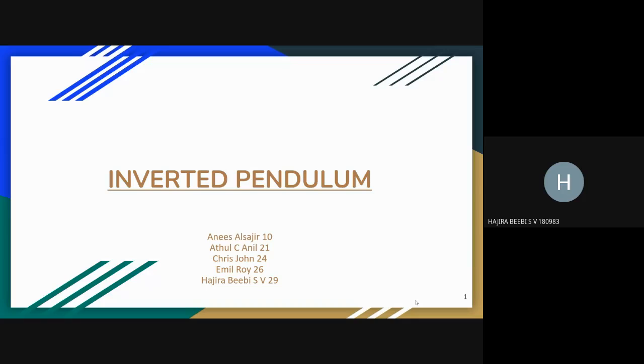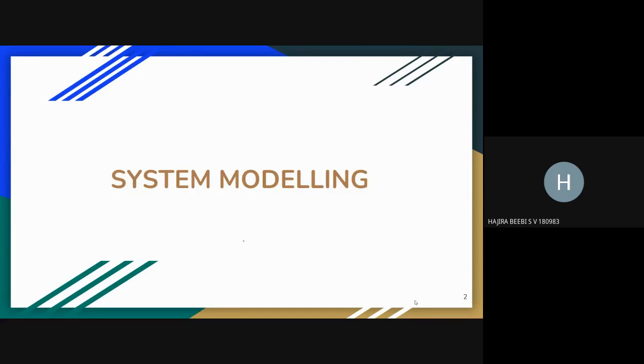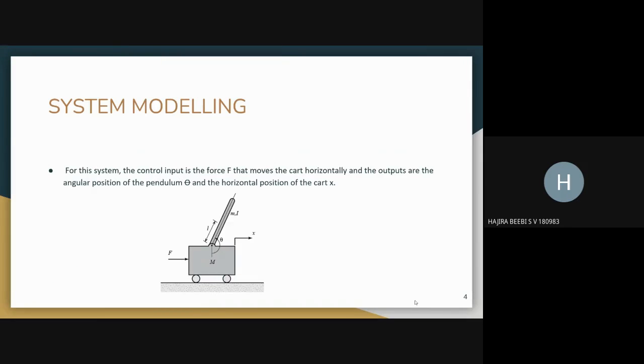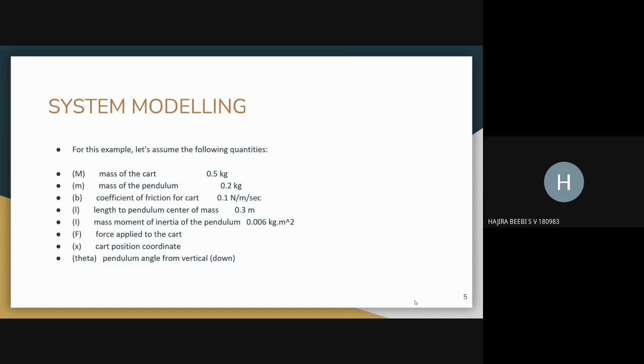What is an inverted pendulum? Briefly, we can say that an inverted pendulum is a pendulum that has its center of mass above its pivot point, and it is unstable and without additional help will fall over. The inverted pendulum is a classic problem in dynamics and control theory, and it is used as a benchmark for testing control strategies. Now let us move to the next topic, system modeling.